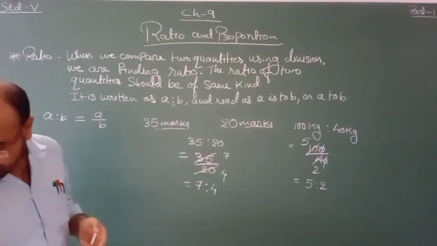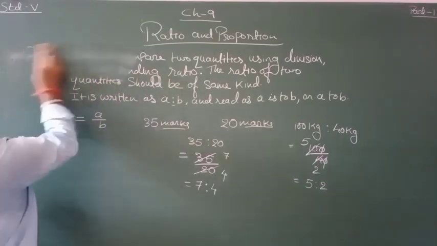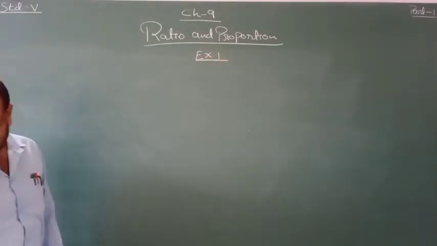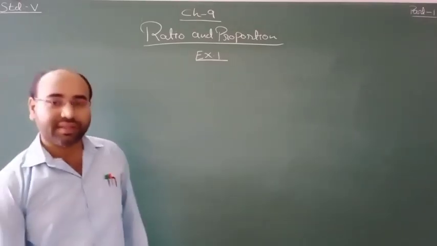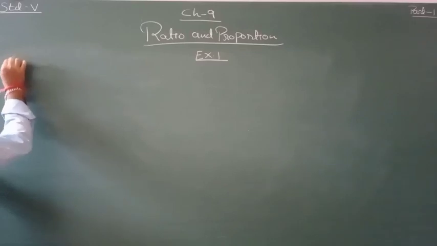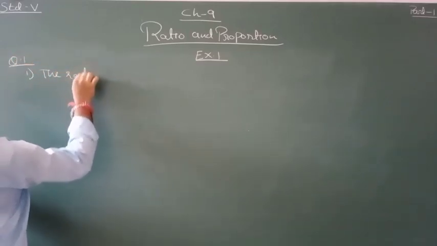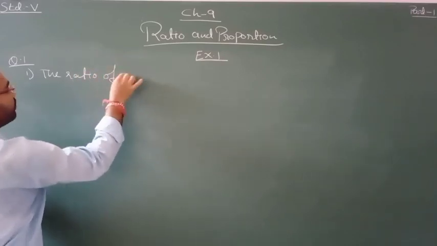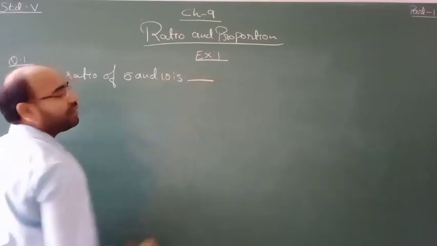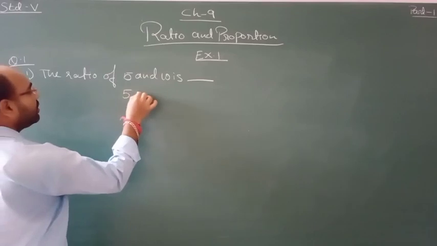Now, as we have understood ratio, we will move to the exercise directly. In exercise first one, the first question is given in the form of a fill in the blank. The ratio of 5 and 10 is dash. So the ratio of 5 and 10 will be written as what?